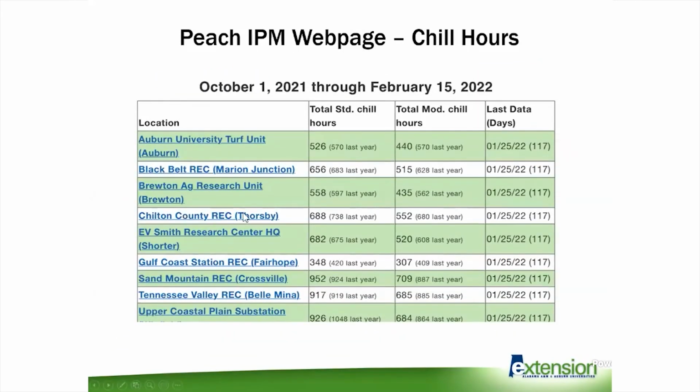Going to Central Alabama, because that's where I am, this picture was taken a little while ago, but at this time we had 688 chill hours. There were 738 chill hours at the same time last year. So you can see we were well behind there.